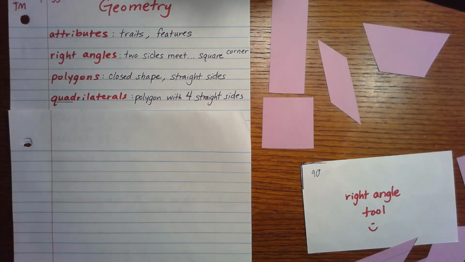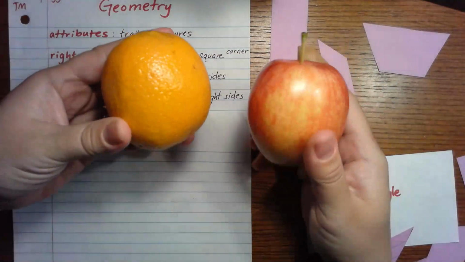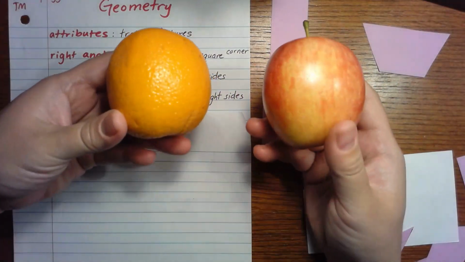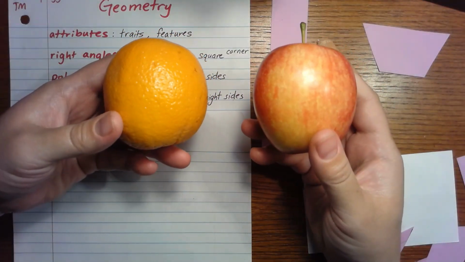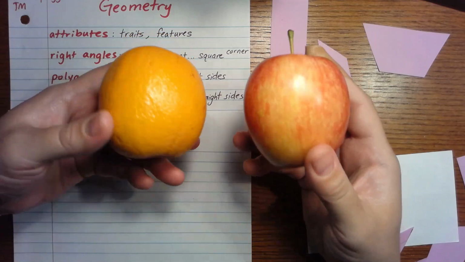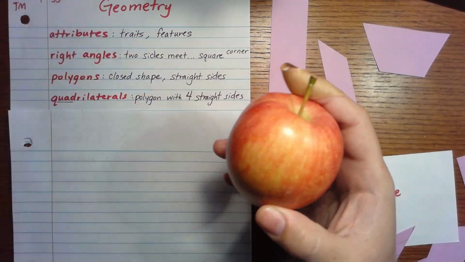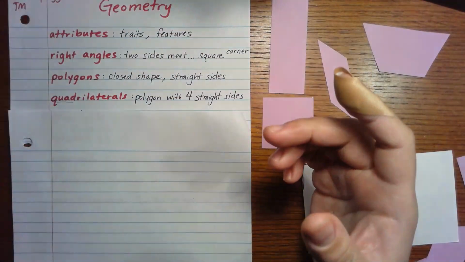Kids, things can have two names. Apple, orange, yes, but they are both fruit, right? So we can name things in more than one way. And that's what this geometry is about.